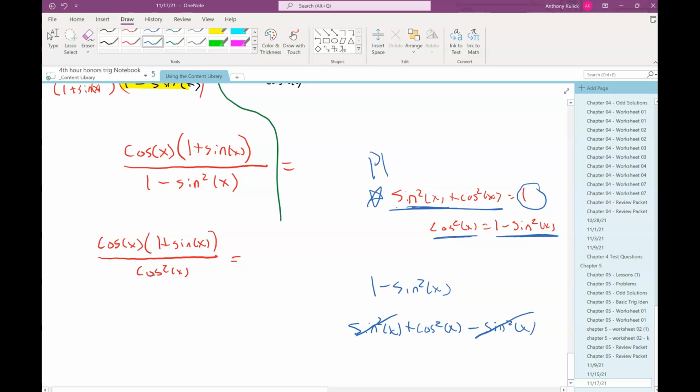You're welcome. All right, so we're over here. What can we do here? Mia? Yeah, we can reduce, right? So we have a cosine on top, cancels one of the cosines on bottom, and that's exactly what our right-hand side is. So we're done.